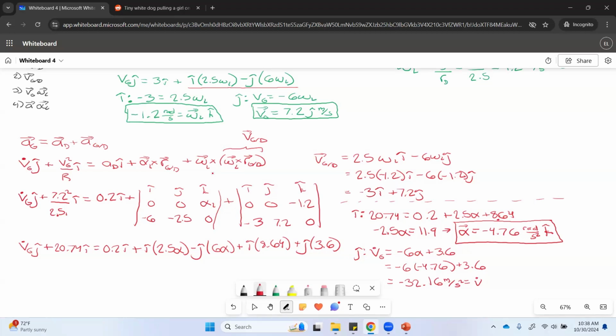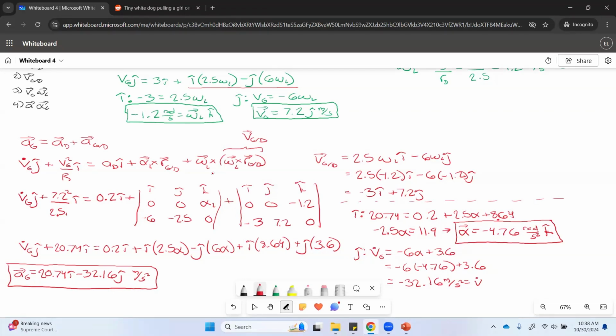So if we go back over to the beginning and fill in total for acceleration of G, we'll have the VG dot in the J hat and the 20.74 in the I hat. So we'll have 20.74 I hat minus 32.16 J hat meters per second squared. That is acceleration of the girl. So the girl has a positive acceleration in the I hat because she's going around a curve to the right, so that makes sense. She is slowing down her velocity in the j hat direction.